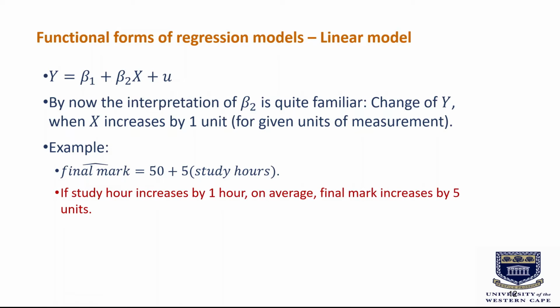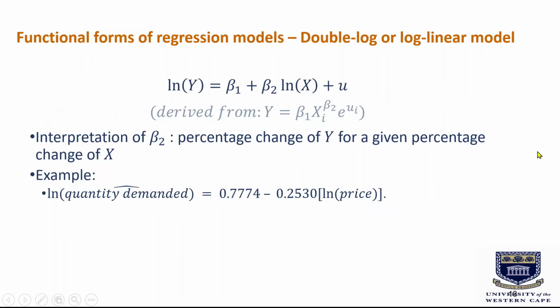By now, you're all quite familiar and comfortable with how to interpret a beta 2 coefficient for a bivariate regression. So for the example given on this slide, if you have final mark regressed on study hours, and you have a beta 1 hat of 50 and beta 2 hat of 5, then the interpretation is that if study hours increase by 1, then on average final mark goes up by 5, right? Because you have a positive beta 2 hat here. Okay, so that's a standard regression.